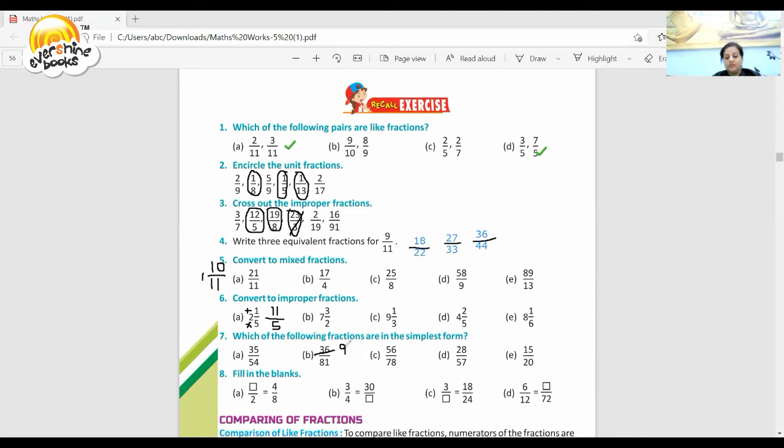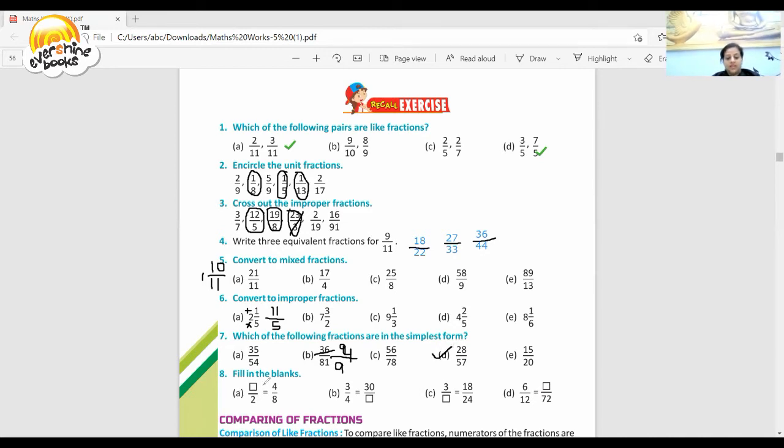9 fours are 36 and 9 nines are 81. So 4 upon 9 will come. So it should not be like that. Here in 28 and 57, it can be done. Okay. This will be the, which fraction is not the simplest form.